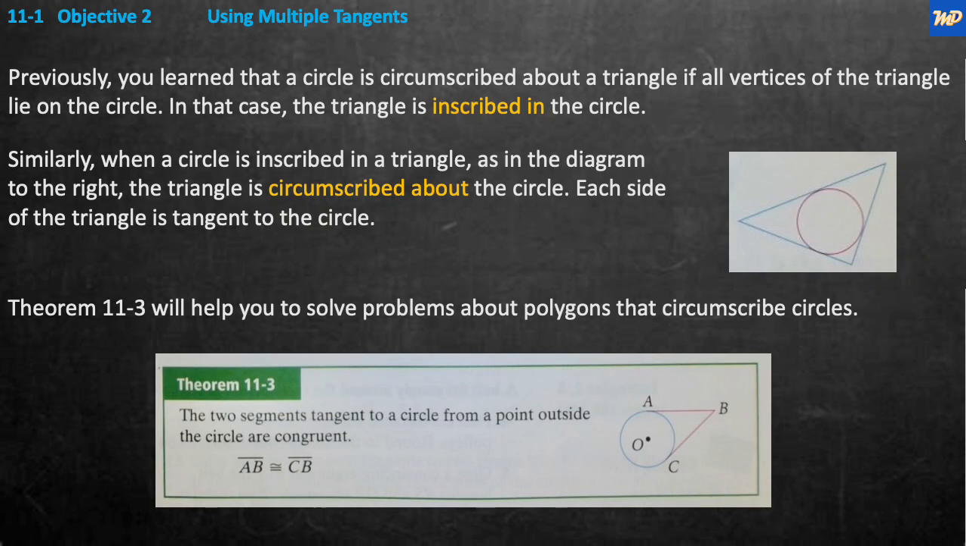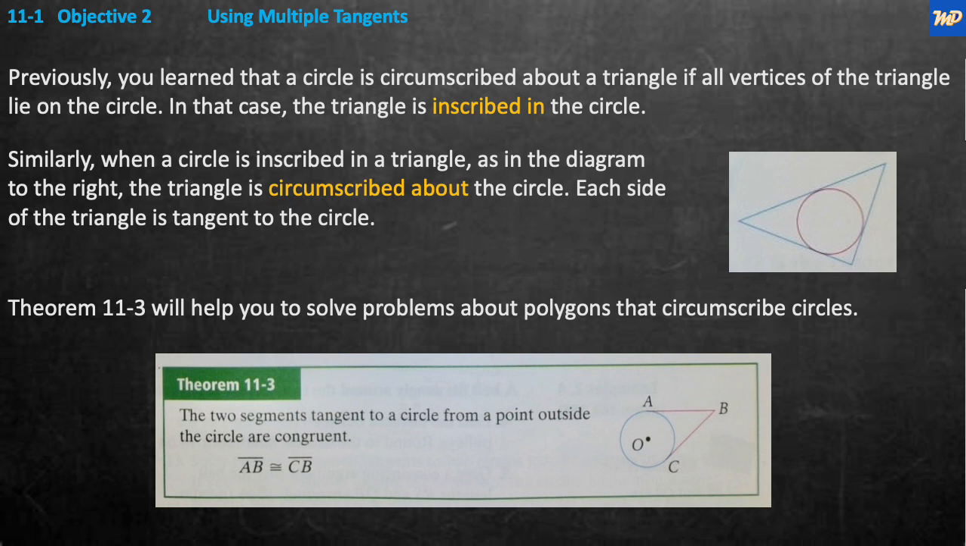Okay, for objective 2, using multiple tangents. We're going to go over those definitions again. Previously, you learned that a circle is circumscribed about a triangle if all the vertices of the triangle lie on the circle. In that case, the triangle is inscribed in the circle. That's the difference between about and in, right? Circumscribed about, inscribed in or within. So, similarly, when a circle is inscribed in a triangle, as in the diagram right here to our right, the circle is inscribed inside the triangle.